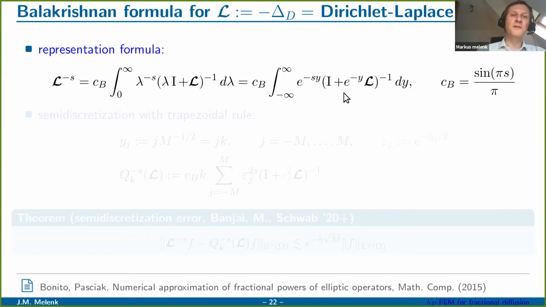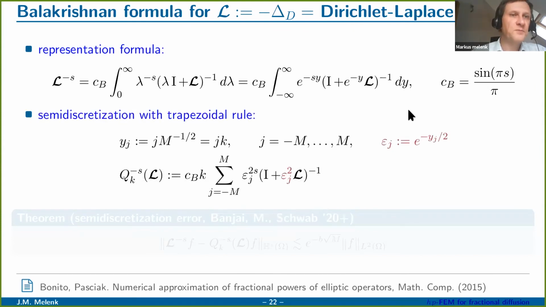Okay, so one can rewrite this integral. So how should we discretize that? Well, we start with discretizing the integral. And the simplest thing to do is to do a discretization with the trapezoidal rule. So this infinite integral from minus infinity to infinity is approximated by the trapezoid rule on a uniform mesh with 2M+1 points. The quadrature points y_j are j times M to the minus 1/2, and j runs from minus M to M. So in other words, it's a uniform mesh with spacing 1 over square root of M.